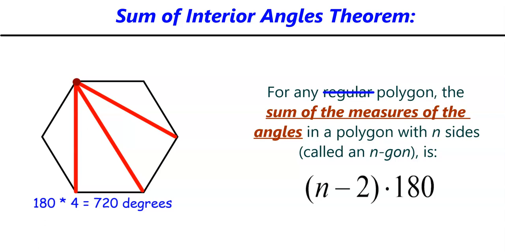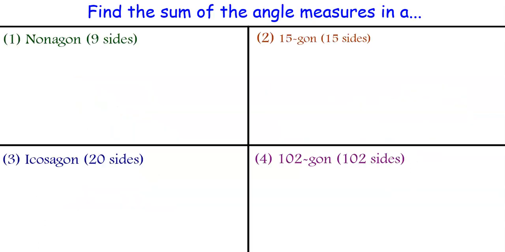So go ahead, pause the video, copy these definitions down, and then we're going to go to some practice problems where you practice just using the sum of interior angles formula. So as promised, this is the last slide of the video here. What you're going to do is pause the video, calculate the sum of the angle measures in a nonagon, in a 15-gon, in an icosagon, and in a 102-gon. Once you're done with those, go ahead and unpause the video. We'll go through the answers, and then we will wrap up.